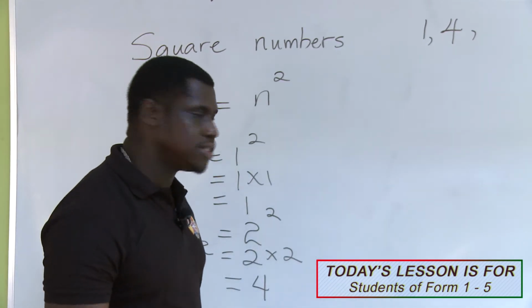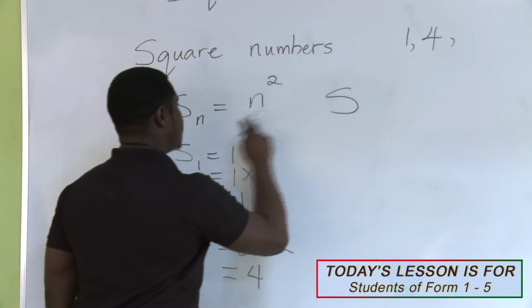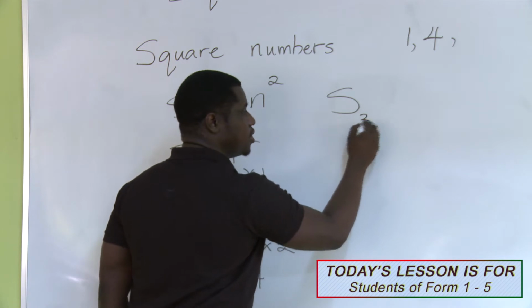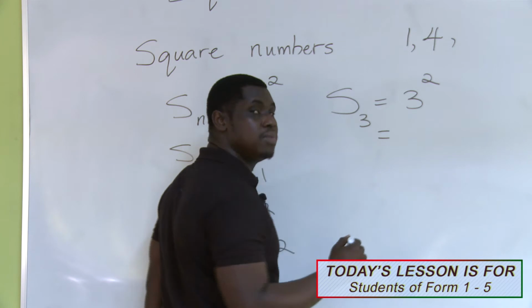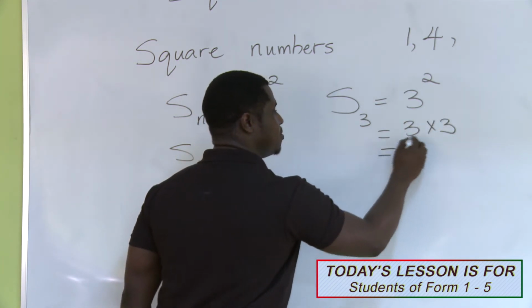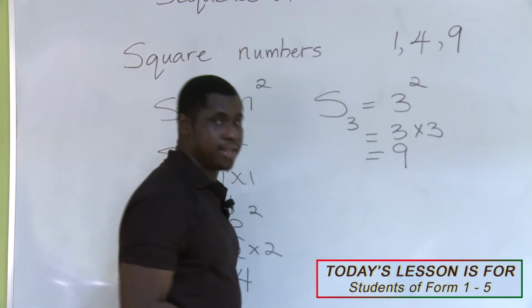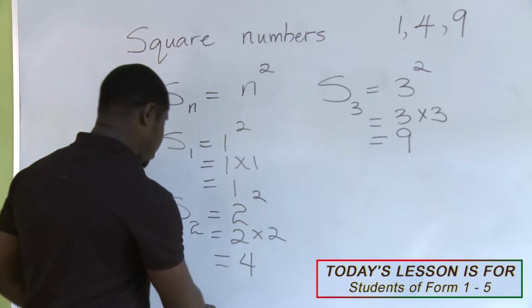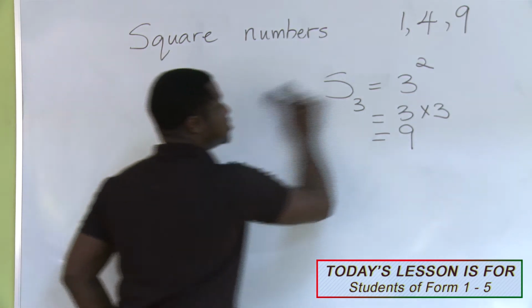Let's now try and find the third squared number. Again, I'm going to substitute 3 for n. So S subscript 3 is equal to 3 squared. And 3 squared means I'm going to multiply 3 by itself. And that gives me 9. So the third squared number is 9. Are you getting the flow? Now, the third pattern I want us to look at would be cube numbers.